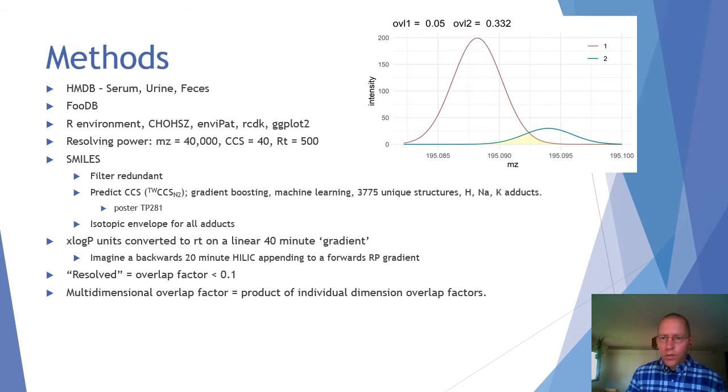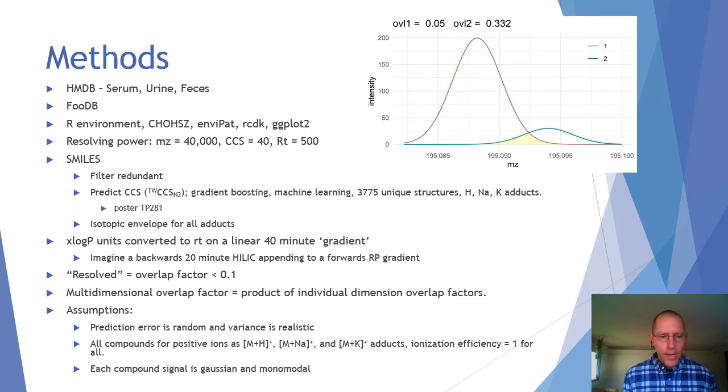I want to point out here too that the overlap factor is asymmetrical. So if we have different features with different heights, for example, an M2 isotope versus an M0, the overlap factor is going to be different. The overlap itself is a fixed constant value, but as a proportion of the total area, they differ. So in this example, peak 1 is resolved from peak 2, but peak 2 is not resolved from peak 1.